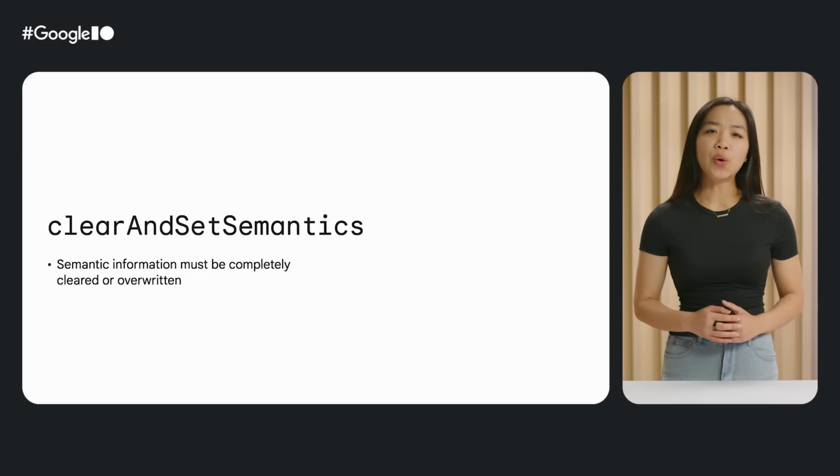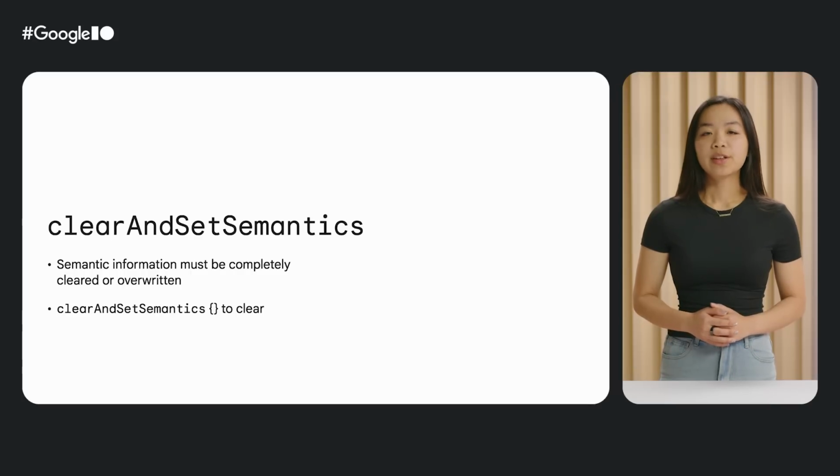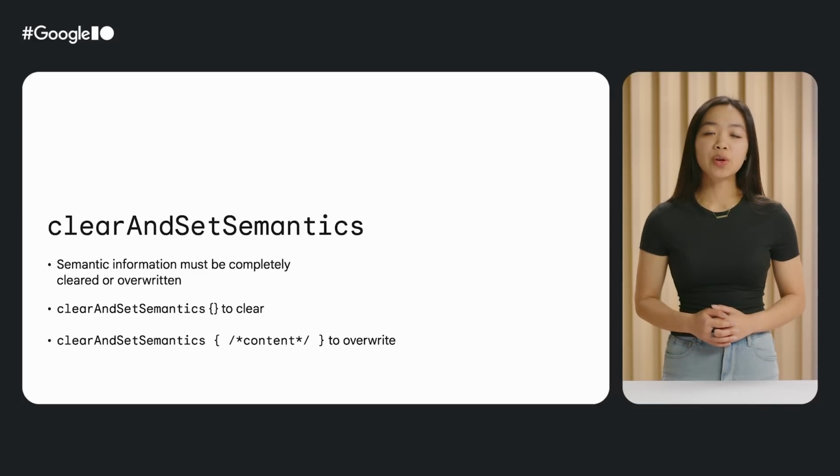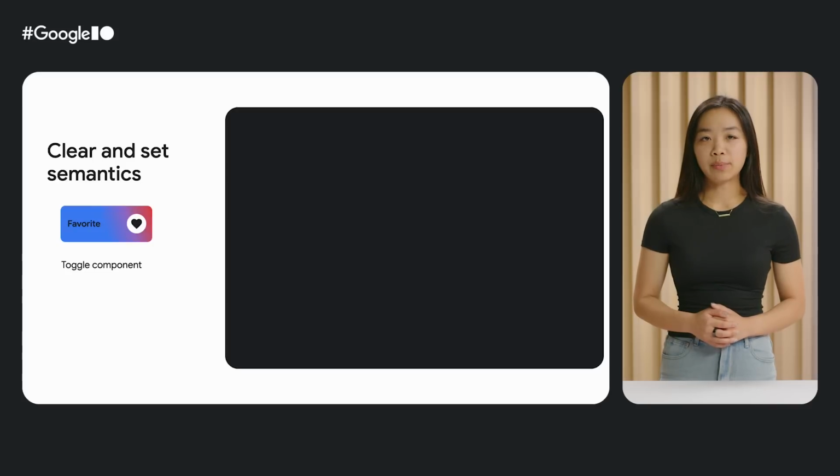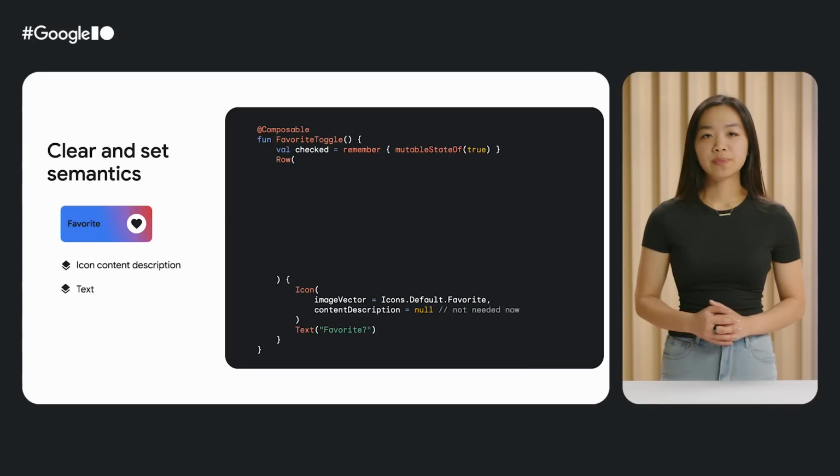When a component needs its own and its descendant semantics cleared, use this API with an empty lambda. Note that when clearing with an empty lambda, the cleared semantics are not sent to any consumer, such as accessibility, autofill, or testing. When semantics must be overwritten, include your new content inside the lambda. When overriding content with new semantics inside the lambda, the new semantics replace all previous semantics of the element and its descendants. Let's look at a favorite toggle example, represented by an interactable row with an icon and some text.